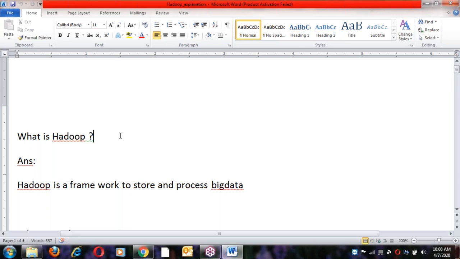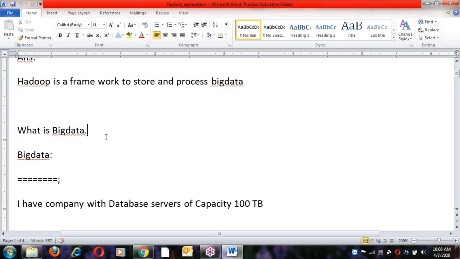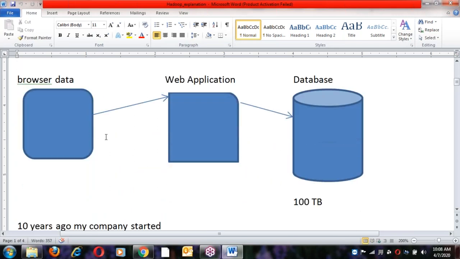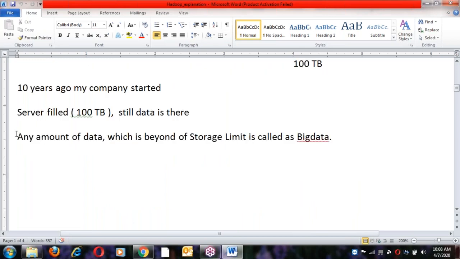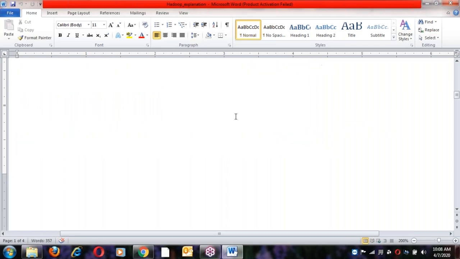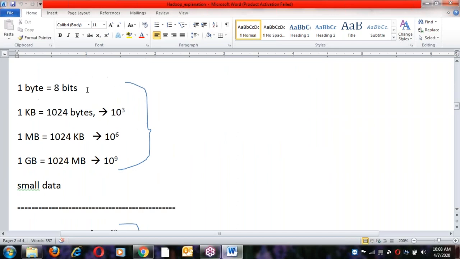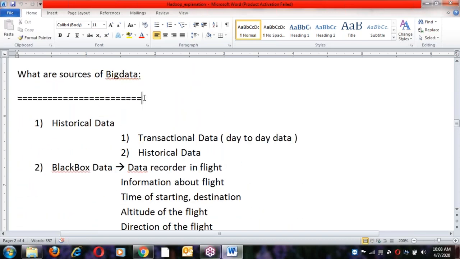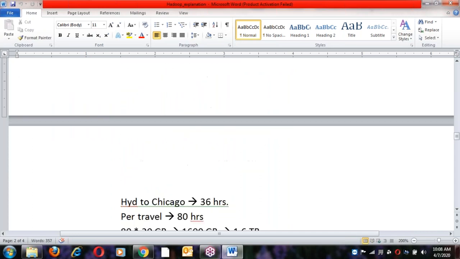So in the previous class, what is Hadoop? We discussed it definitionally. Next, what is big data? We discussed the big data introduction. The definition: any amount of data which is beyond the storage limit is called big data. Next, data volume measuring units were discussed, and then the different sources of big data.